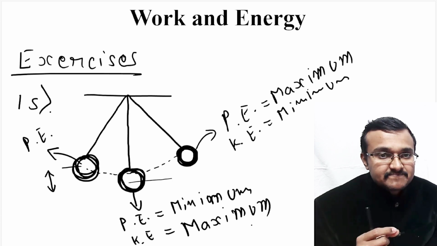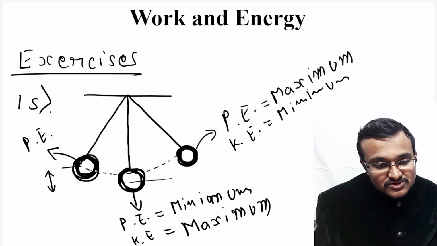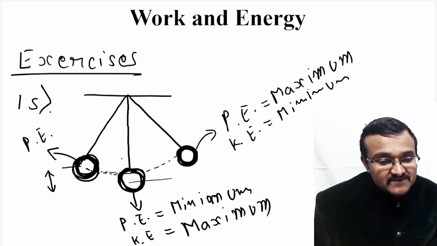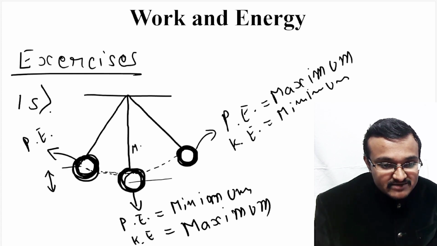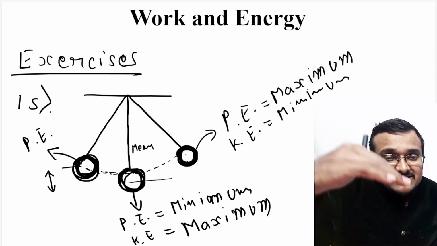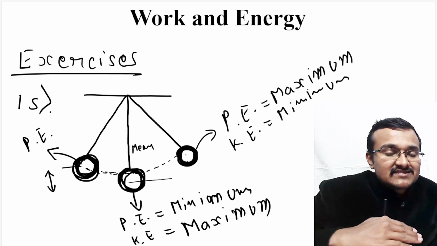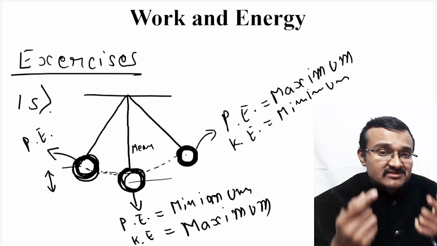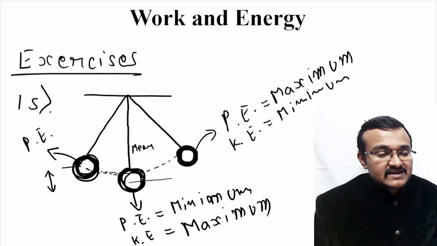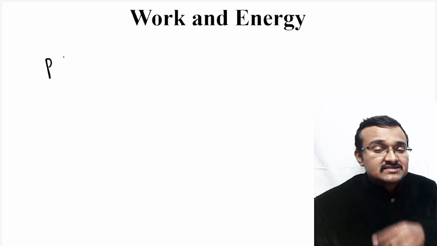The potential energy at this point goes on reducing and reaches its minimum value when it reaches here, and kinetic energy goes on increasing and reaches its maximum value at this mean position. So this is the mean position. When it again goes to the extreme position on the other end, potential energy goes on increasing and kinetic energy goes on decreasing. Whenever there is an increase in potential energy, there is a decrease in kinetic energy, and whenever there is a decrease in kinetic energy, there is an increase in potential energy.